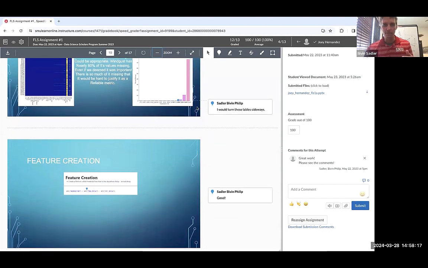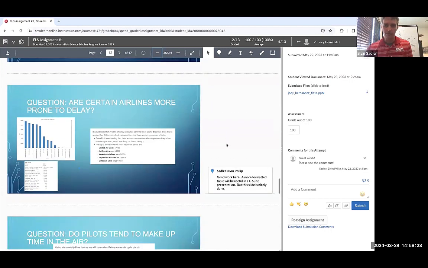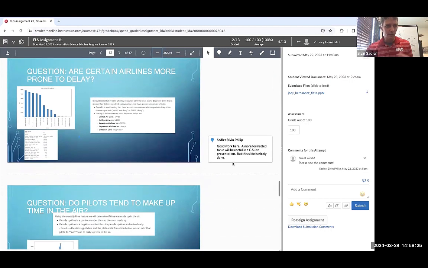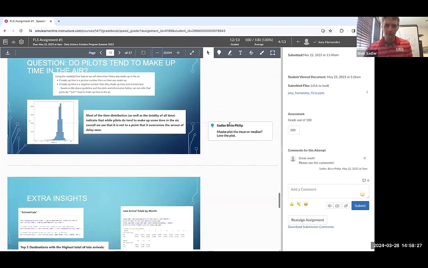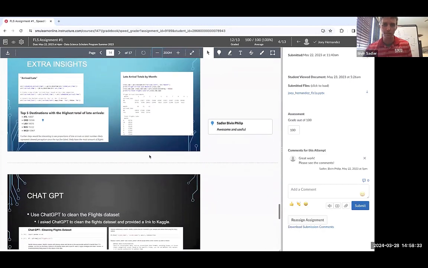I would turn these labels, right? I'm really big on labels, and this is a good place to reinforce that. Very useful plot, another heat map there. So great job. It's no surprise he's a fantastic student. Maybe plot the mean on there. We can always do a little bit better.